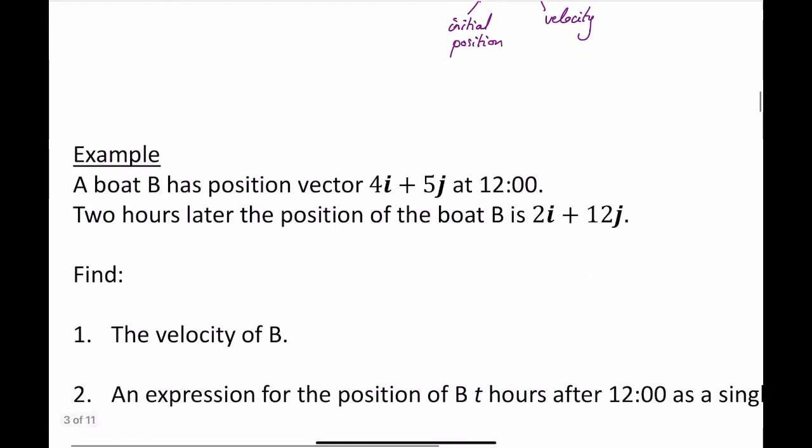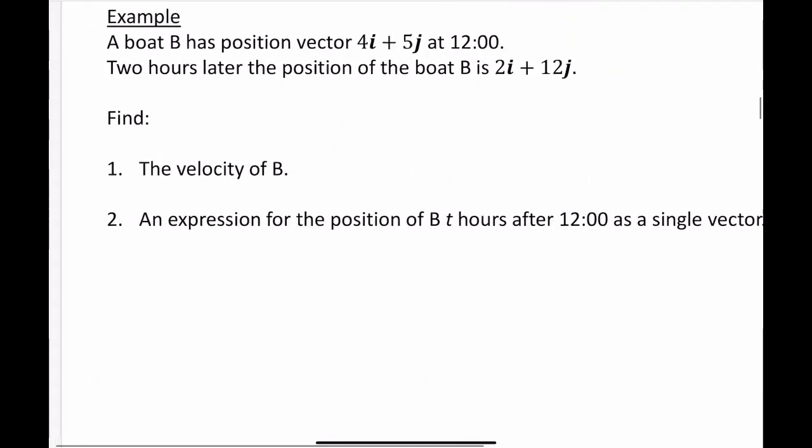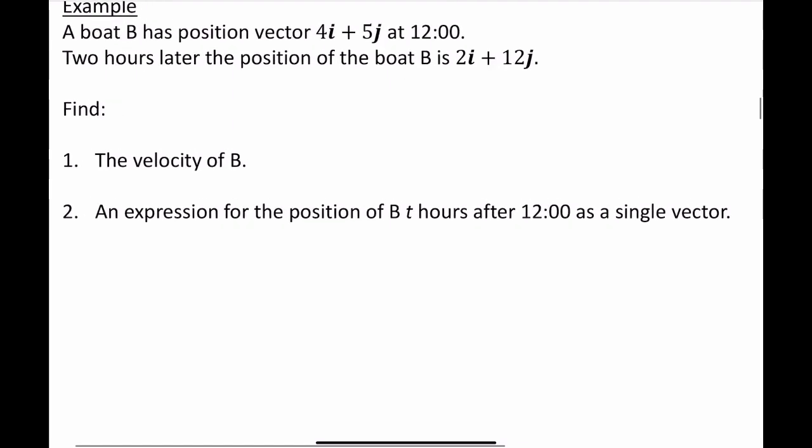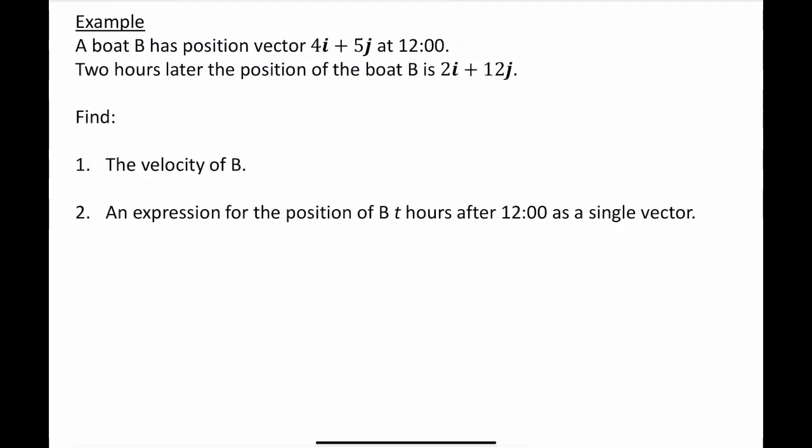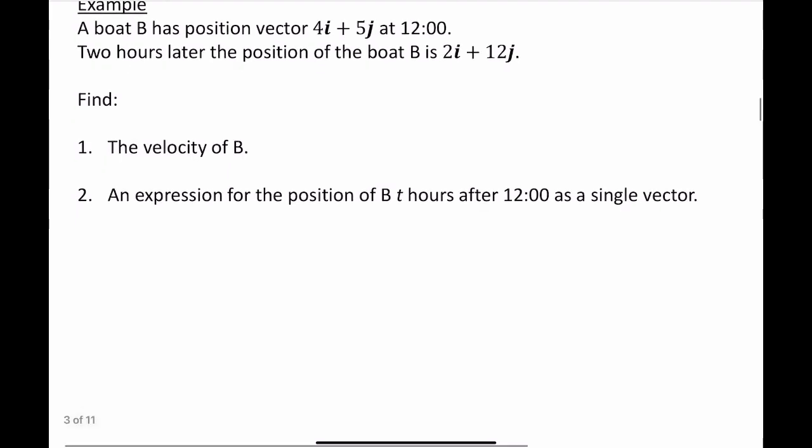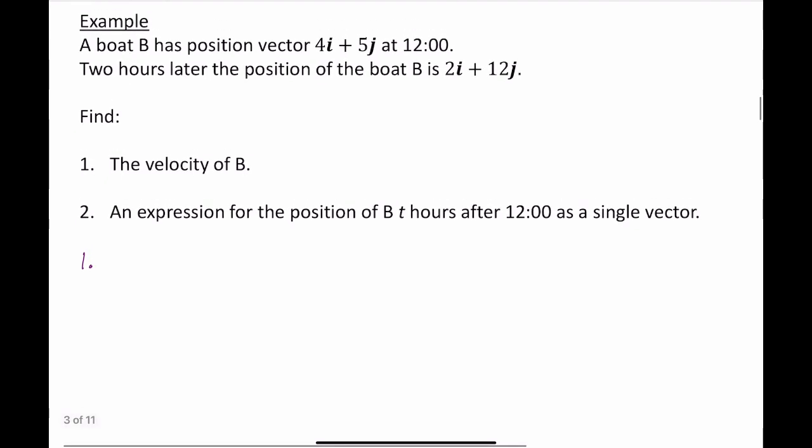Okay, so let's have a look at using that in context. So, for example, we have a boat with position vector 4i plus 5j at 12 o'clock. And 2 hours later, the position vector of the boat B is at 2i plus 12j. Okay, we are asked to find the velocity of B. So this time we are given the initial position and a position later, and we're trying to find the velocity.